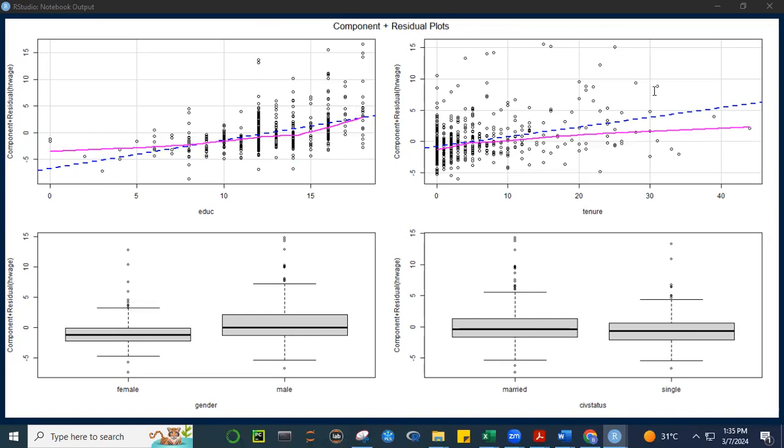Okay? So between education and the component plus residual hourly wage, we can see here that mapapansin natin dito na may trend. Okay? Dito din may trend. Okay, which tells us that hindi constant yung CR, yung component plus residual, which tells us that there might be a problem with the relationship between your predictor, education, and your hourly wage.